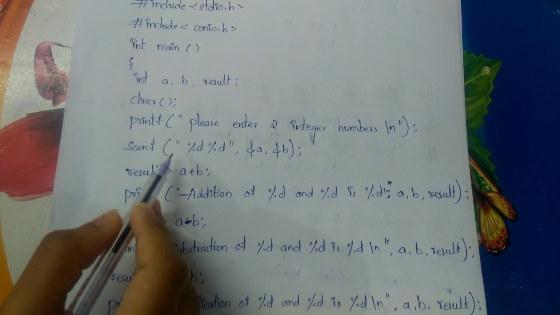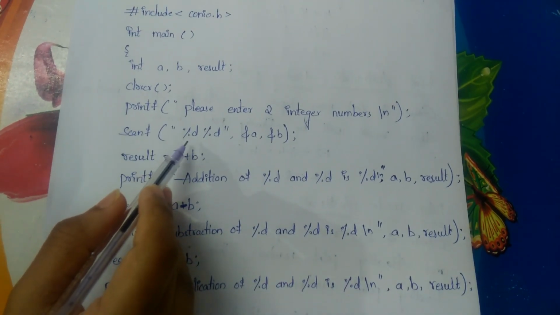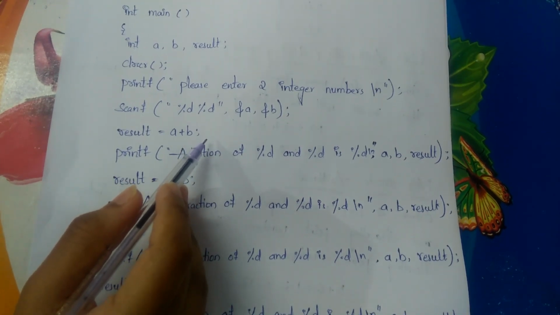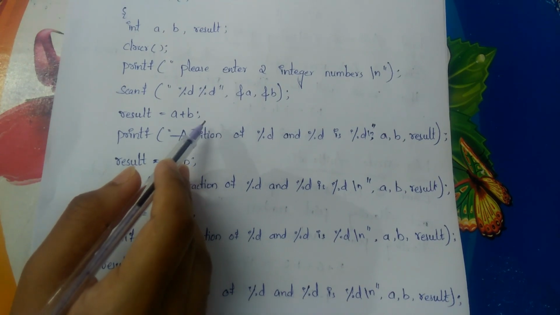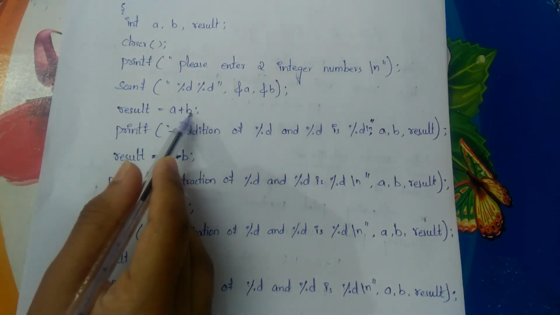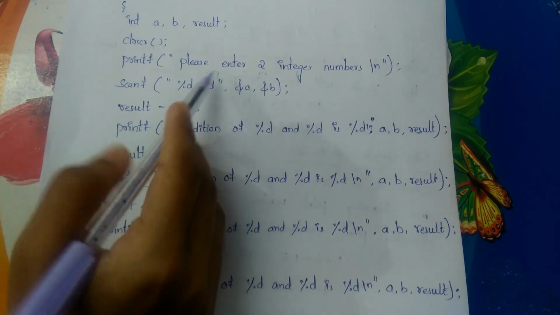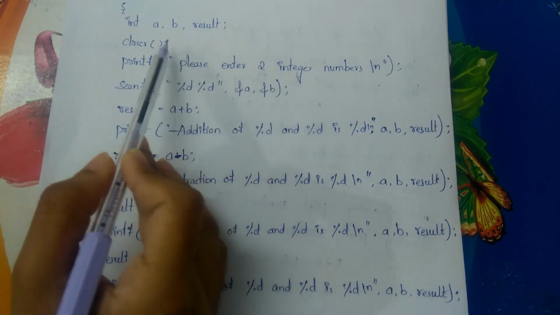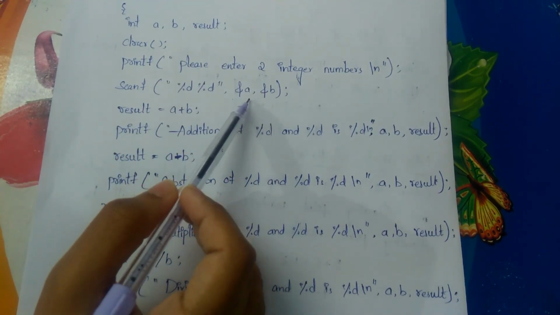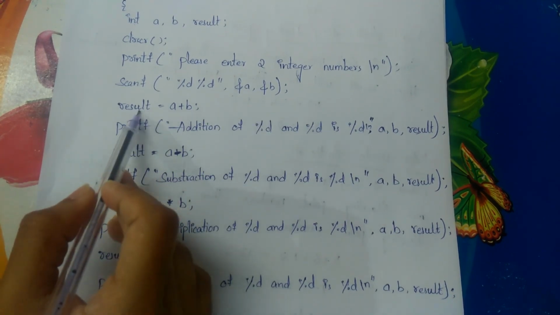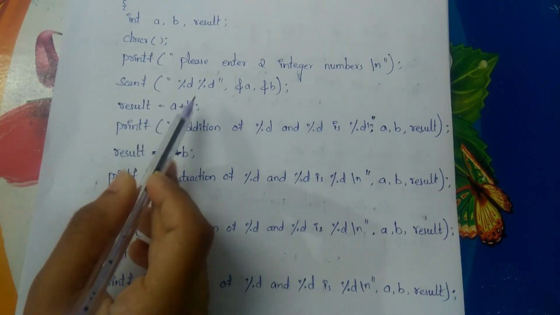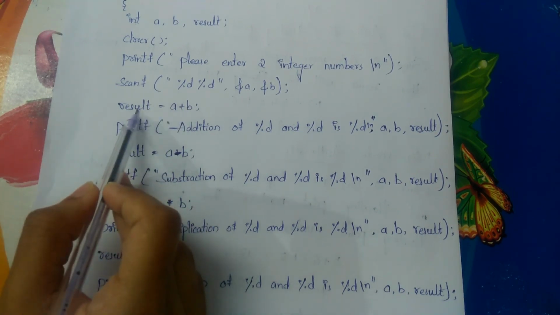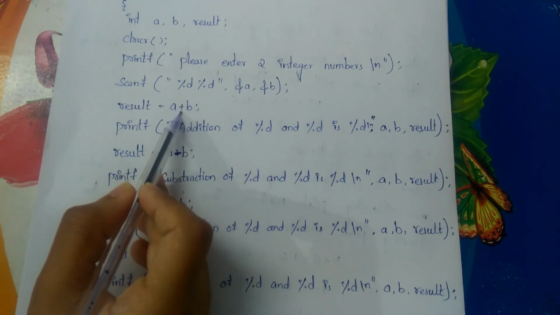After reading that, now we have to perform all the arithmetic operators: addition, subtraction, multiplication, division and modulo division. The first one is addition. First, result equal to a plus b, ended by a semicolon. Here you can see, after every statement we are closing with a semicolon. We have to use all these semicolons, then only the program will be executed. So result equal to a plus b. Whatever two integer numbers I gave from the console, that will be stored in result. And the operation I am performing is addition.